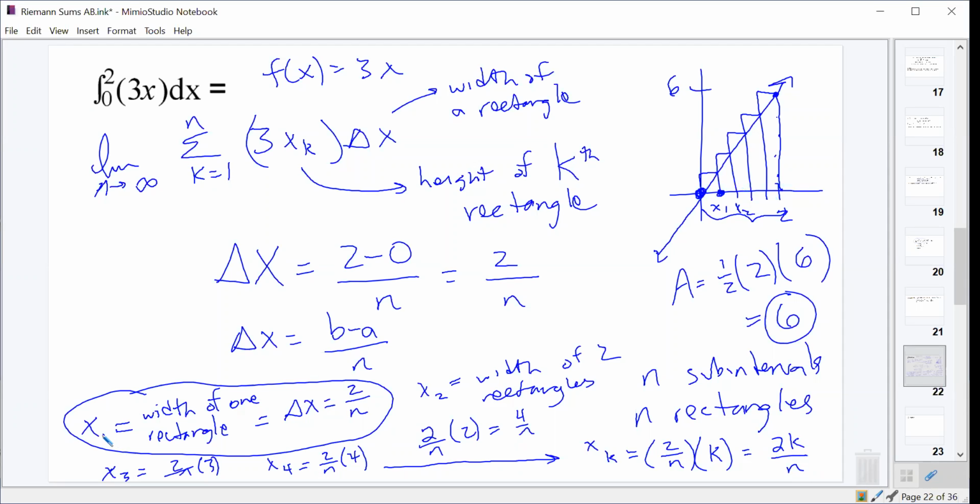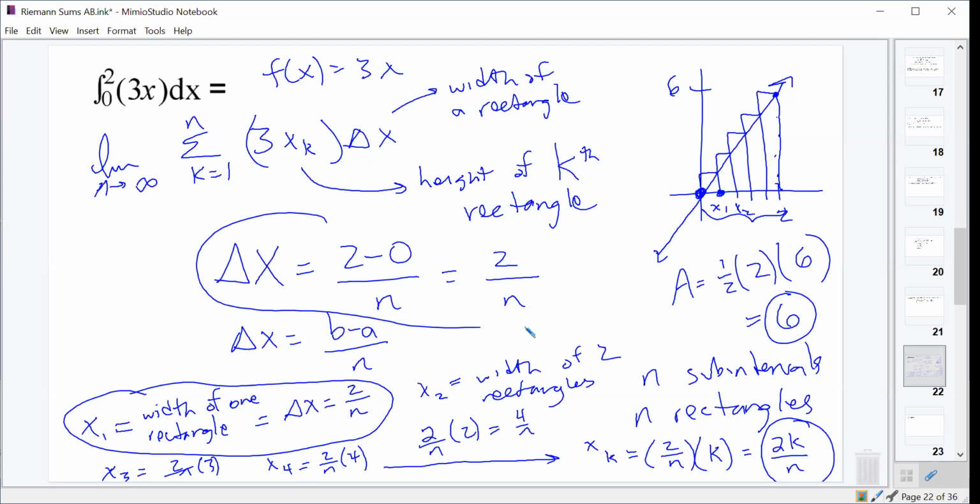So for the first one, when k is 1, I've gone over 2 over n times 1. For the second one, when k is 2, I've gone over 2 over n times 2. For the third one, it's 2 over n times 3. For the fourth one, 2 over n times 4. So picking any arbitrary k number of rectangles, we've gone over 2k over n. Does that make sense to everybody?